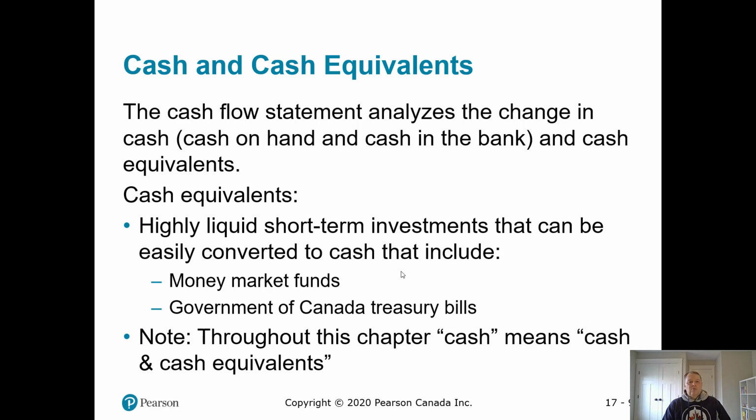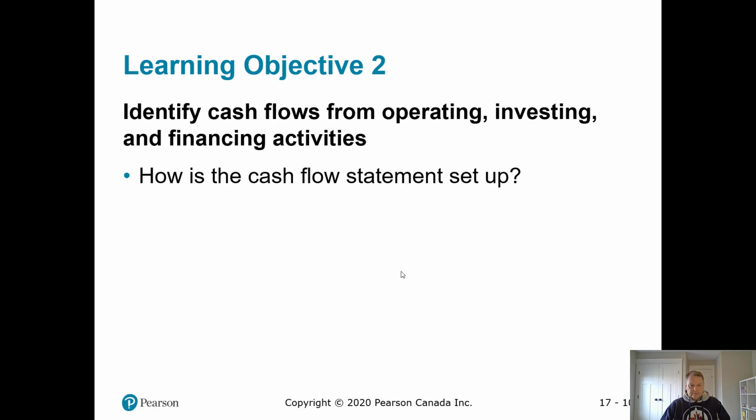You also need to understand what makes up cash. Cash is a bank account. We often think of that, but at other times it also includes other things, including short-term investments that you can convert to cash fairly easily, things like money market funds or Government of Canada Treasury bills. So when we talk about cash, just know that it's more than just the bank account. It often includes these cash equivalents, or things that you can very quickly turn into cash.